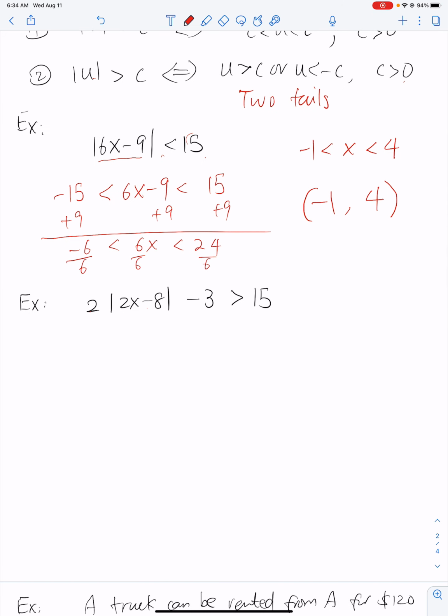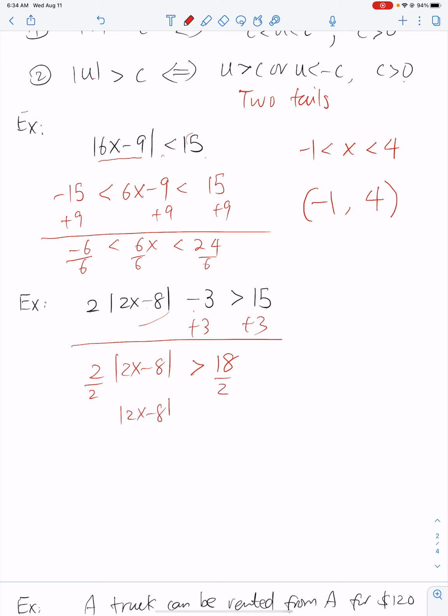Okay, so first thing, what should we do? We wanted to isolate the absolute value first. You add the 3, and the 3, what do you have? 2 absolute value 2x minus 8 bigger than 18. Then you can divide by the 2. Divide by 2. 2x minus 8 bigger than what? 9. Now it looks much better.